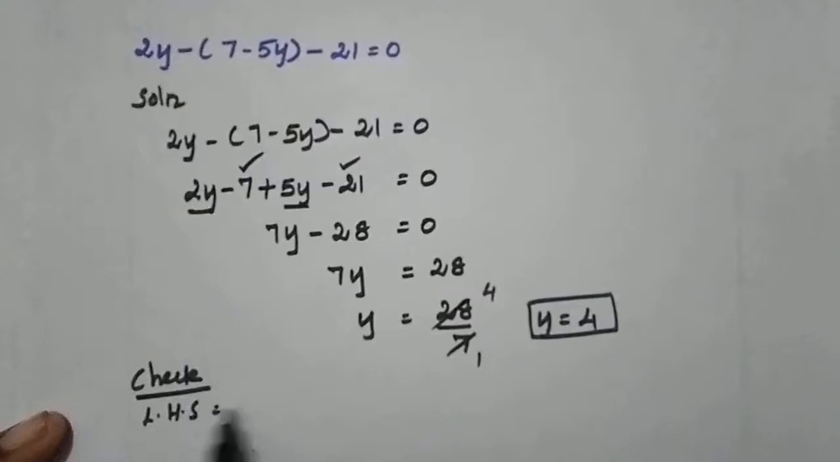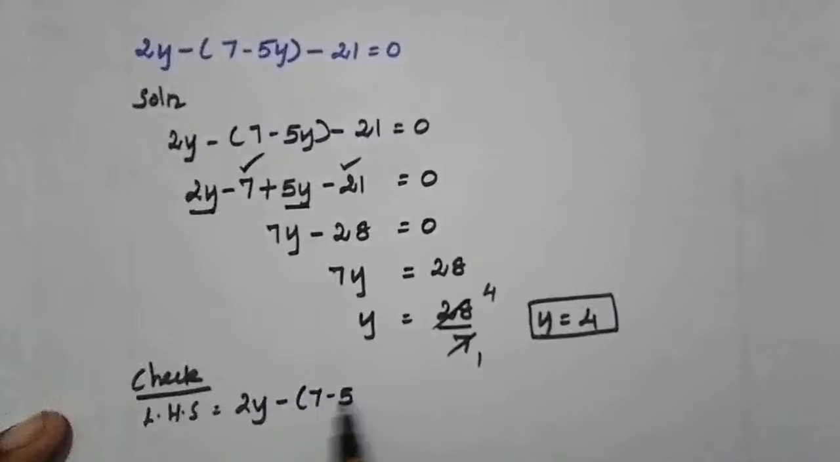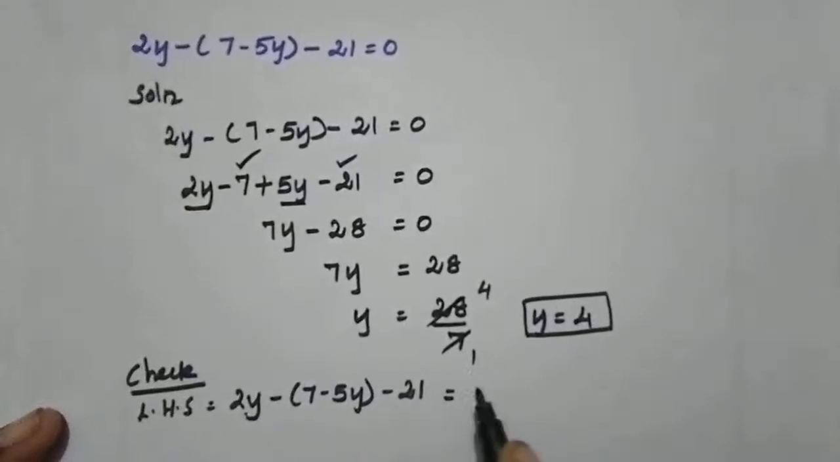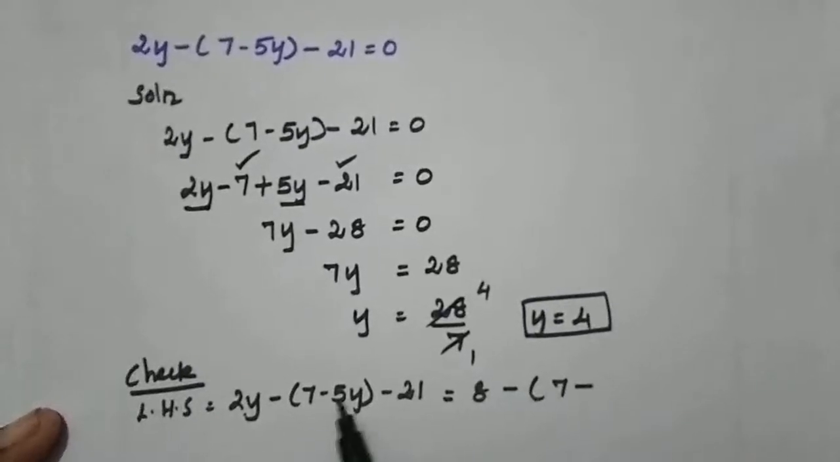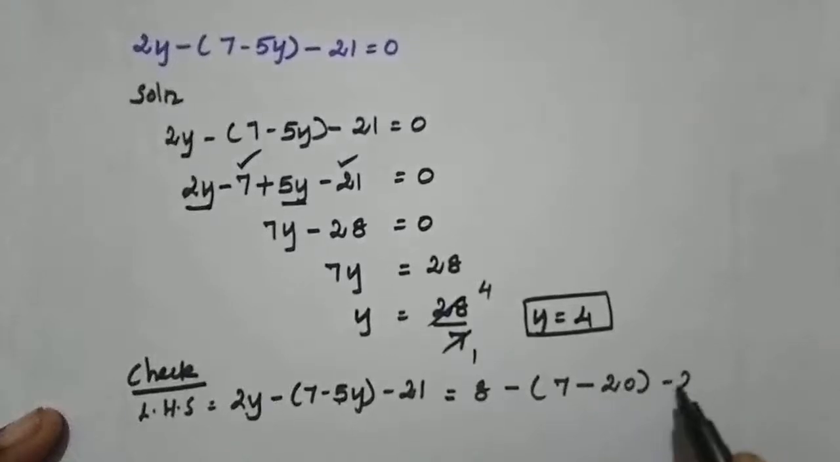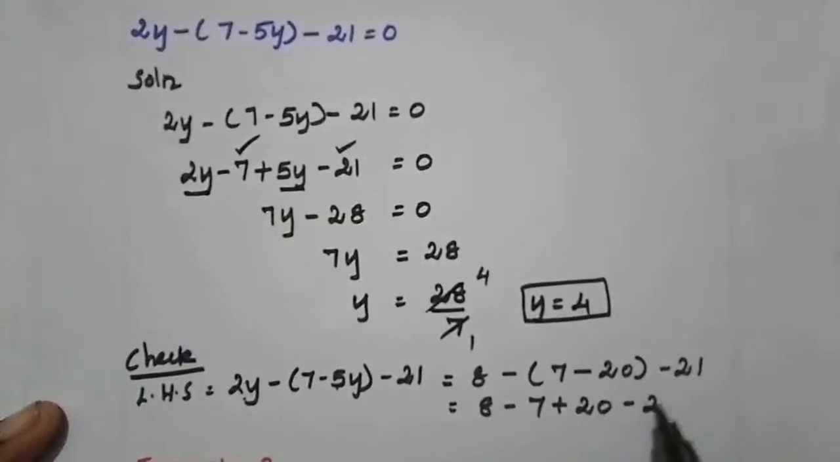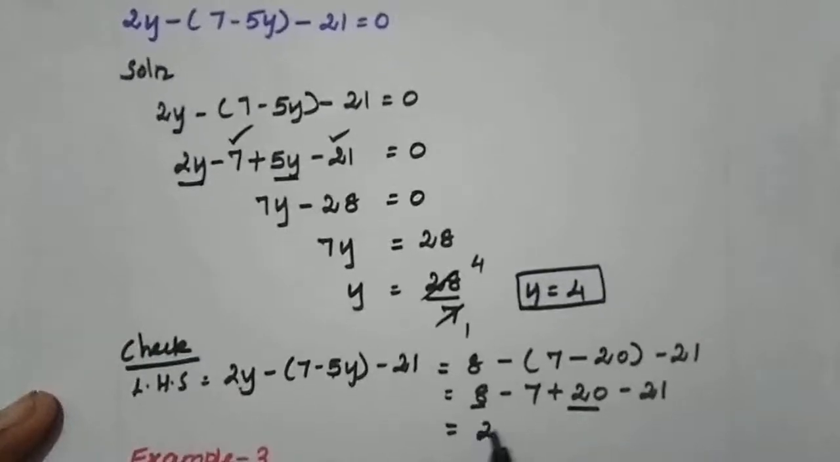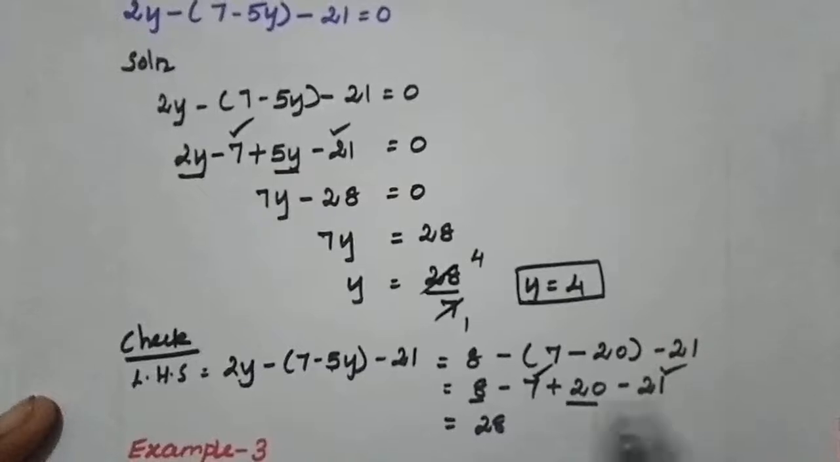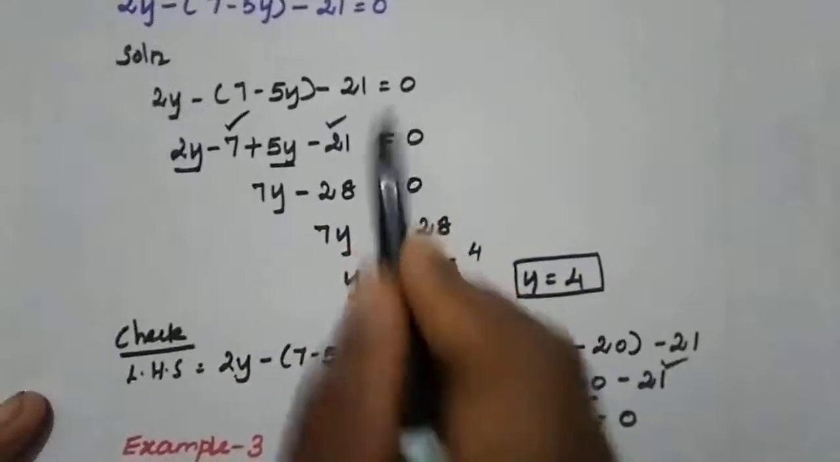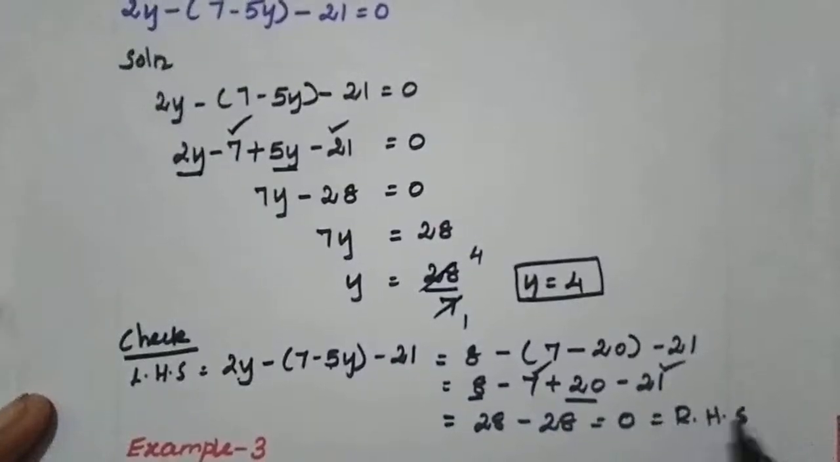So take your LHS. 2y minus 7 minus 5y minus 21 is equal to, now substitute the value of y as 4. 2 into 4 is 8 minus 7 minus 5 into 4 is 20 minus 21, which is equal to 8 minus 7. Minus into minus is plus 20 minus 21. Plus 8 and plus 20 is 28. Minus 7 and minus 21 is, when it is in same sign, we have to add and write the same sign, is equal to 0. That is your RHS of an equation. Is it clear, children? Yes.